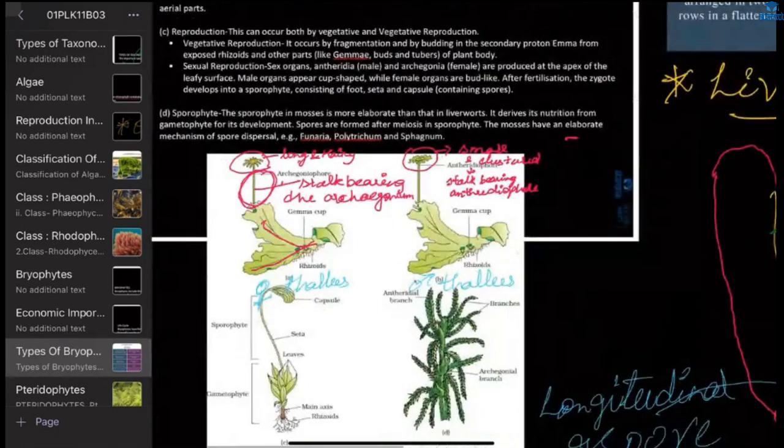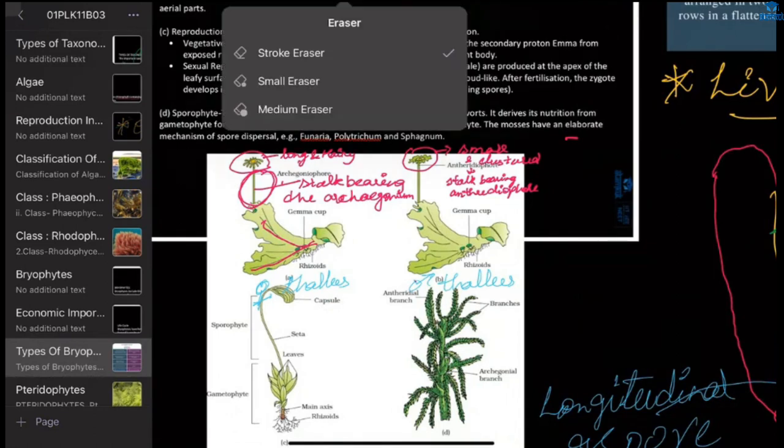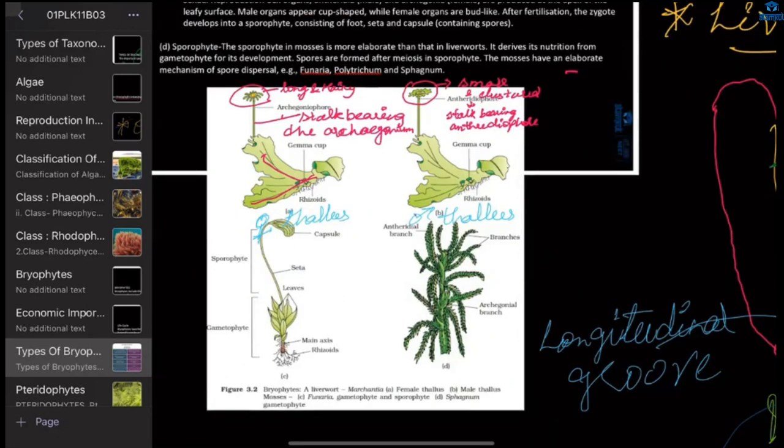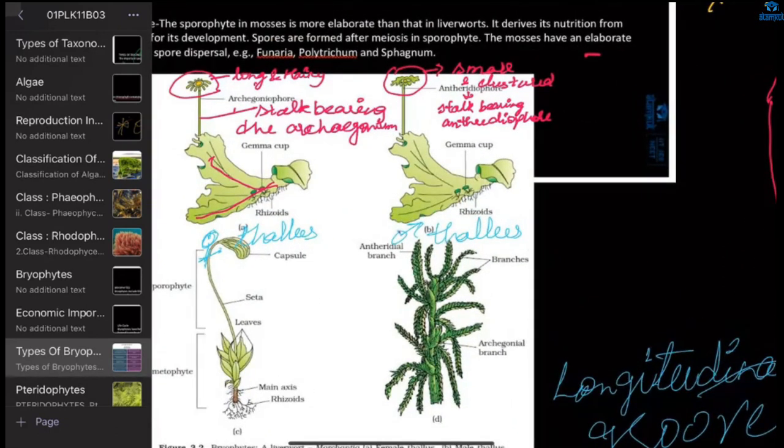These two structures of Marchantia we have to remember, because sometimes in exams this labeling is asked. It will give a blank structure with the archegoniophore erased, and you have to find out in the given options what is the gemma cup, where are the rhizoids, and label all the things. So keep this figure in mind and its labeling also.